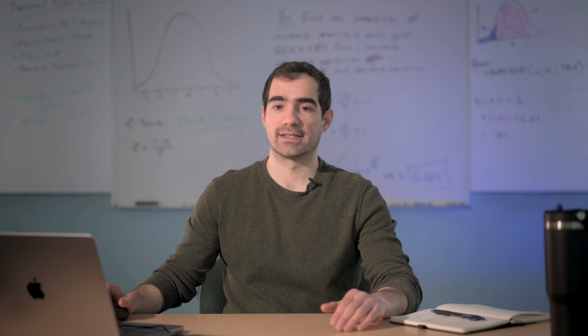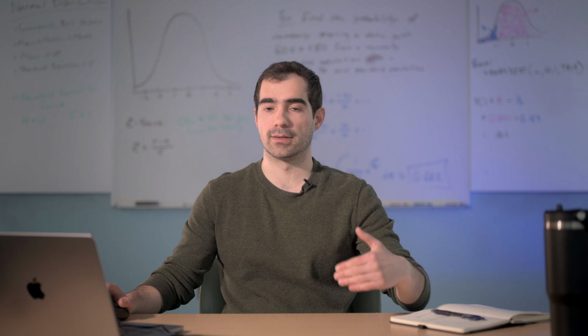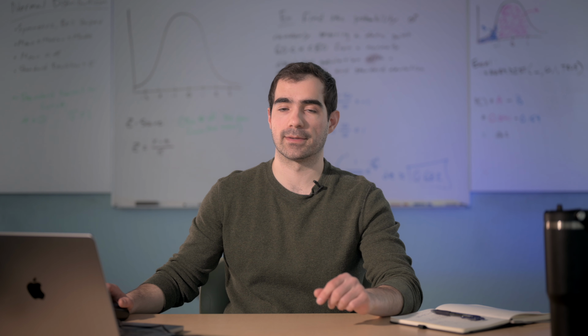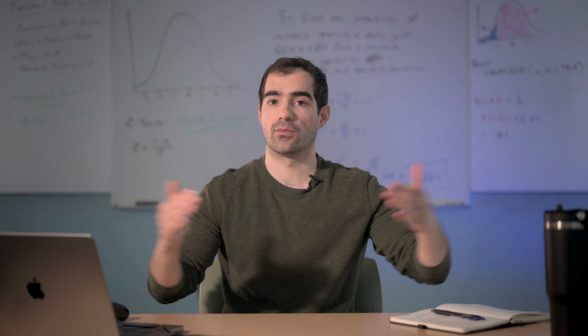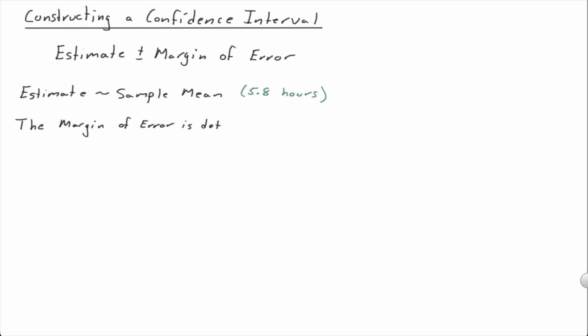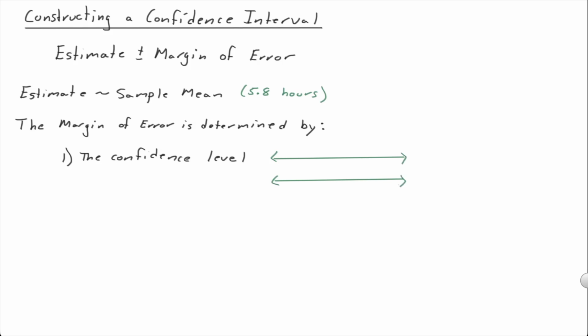The margin of error is how far we're willing to go above or below our estimate, our sample mean, in order to capture the true population mean. Essentially, it's how wide of a range we're going to use. And the margin of error depends on 3 things. First is the confidence level. Remember, the more confident that we want to be, the less precise of a claim we can make, and therefore the wider the interval. Or in other words, the bigger the margin of error.